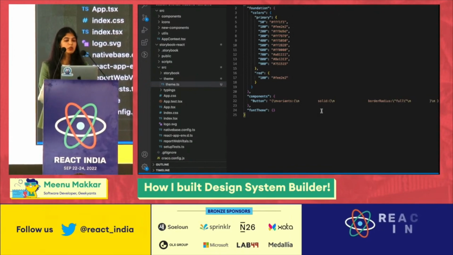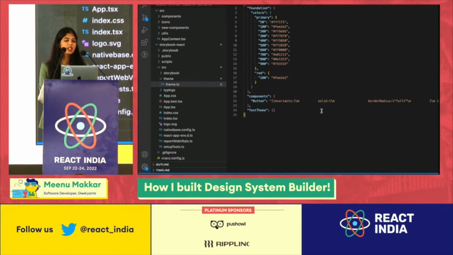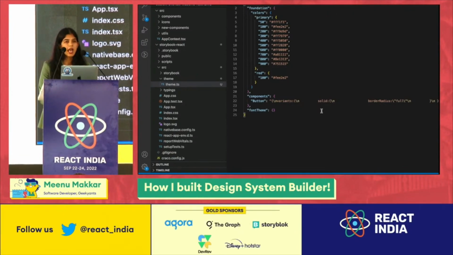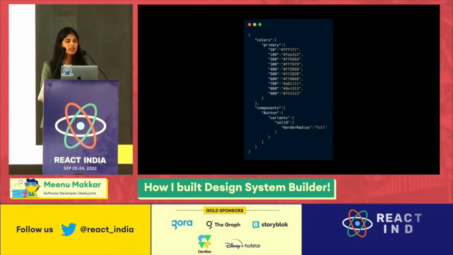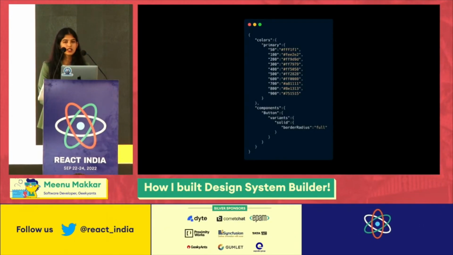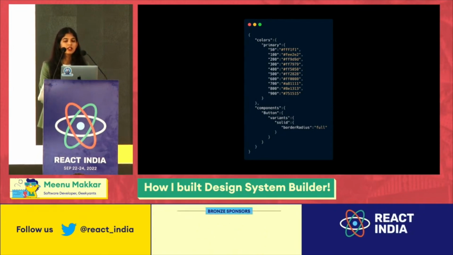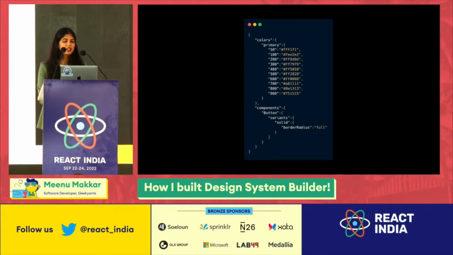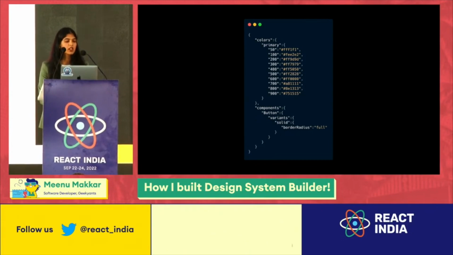After changing the theme to their own values, they can export the JSON file of the extended theme, which they can use directly in their NativeBase apps. This is the theme JSON file that is exported from the DSX editor. We can directly extend the default theme of NativeBase with the JSON exported from this editor.